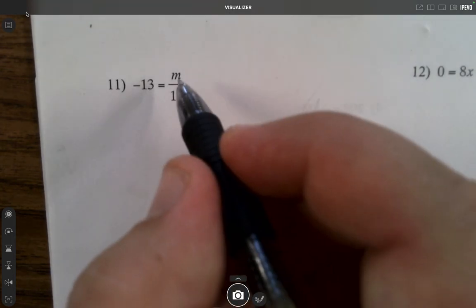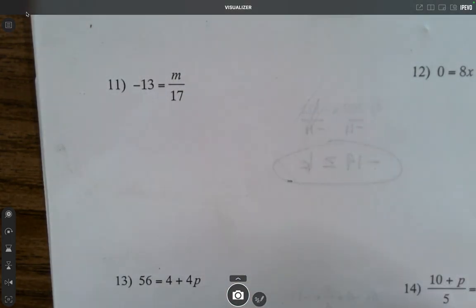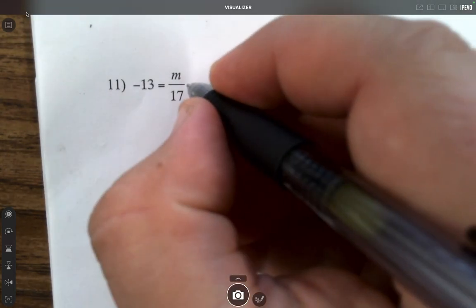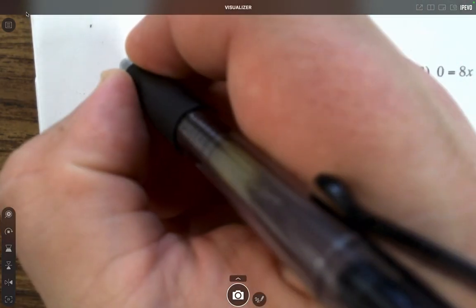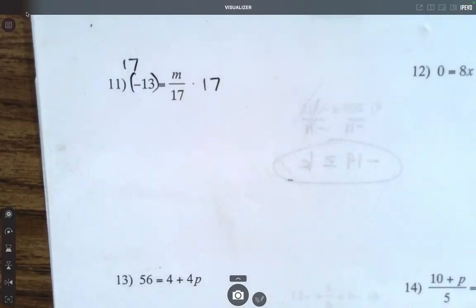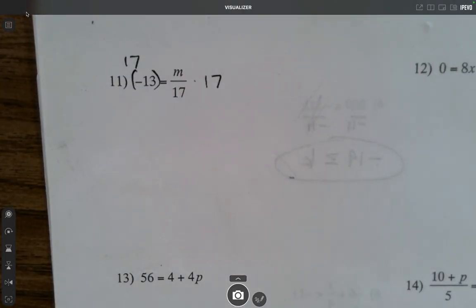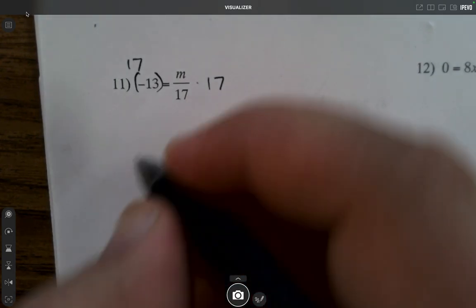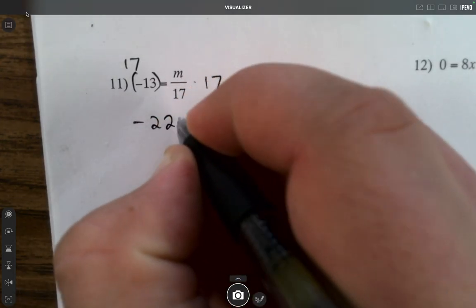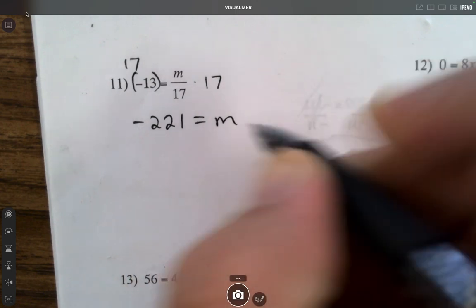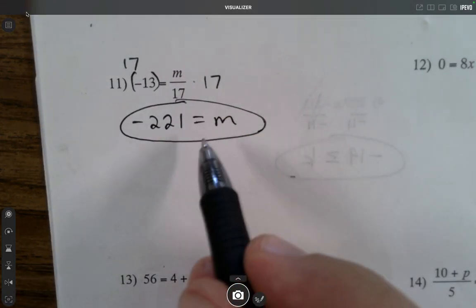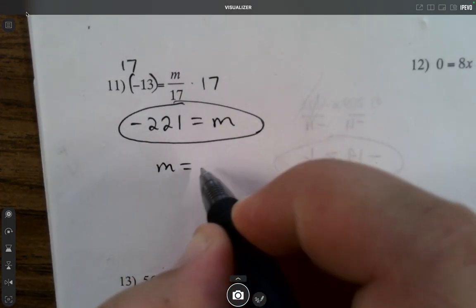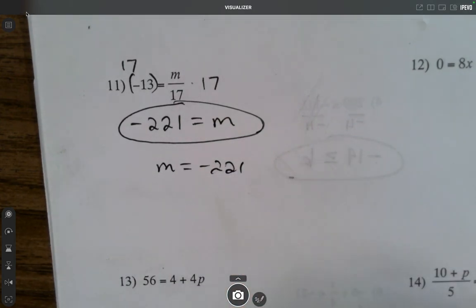Okay, 11, m is being divided by 17. So to undo that, we need to multiply both sides by 17. So 17 times -13, feel free to use your calculator to help you there, is -221 equals m. And it's fine to leave it that way. If you want to write it as m equals -221, that's of course the same thing too.